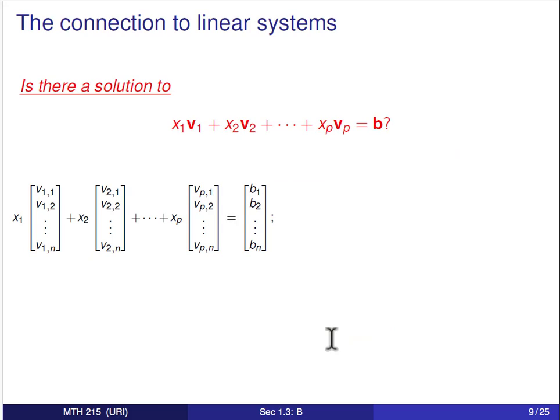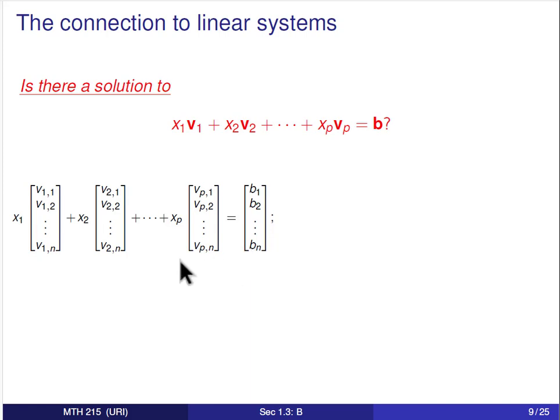All right, so now let's take a quick look at this equation. This is what we call a vector equation. What you have is a bunch of vectors that are each multiplying an unknown scalar, an unknown coefficient. And what we want to know is, are there values for those coefficients which will make this linear combination of v1 through vp equal to the vector b on the right-hand side.